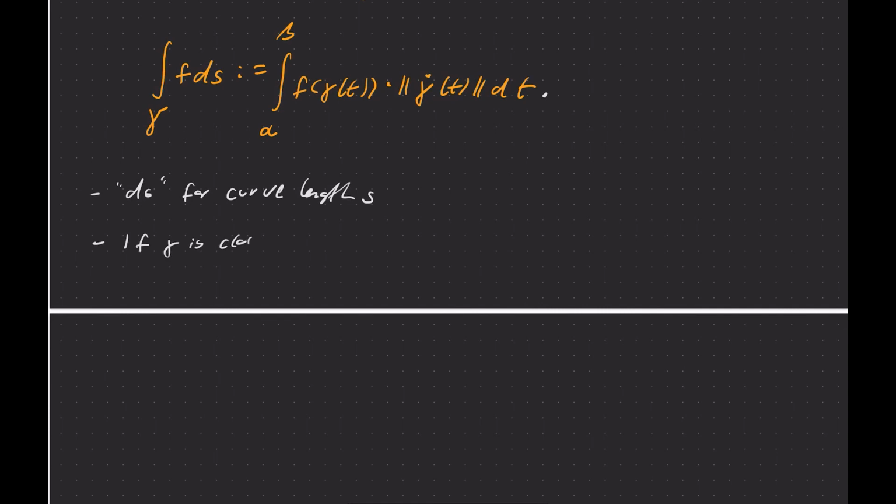If gamma is closed, meaning gamma of alpha equals gamma of beta, we often write, to indicate that, integral of f ds along the curve gamma, and then we draw a little circle here on the integral. That is just an indication that the curve is closed. It's not necessary to do that, but you'll sometimes read that in the literature. So that's why I wanted you to know that.